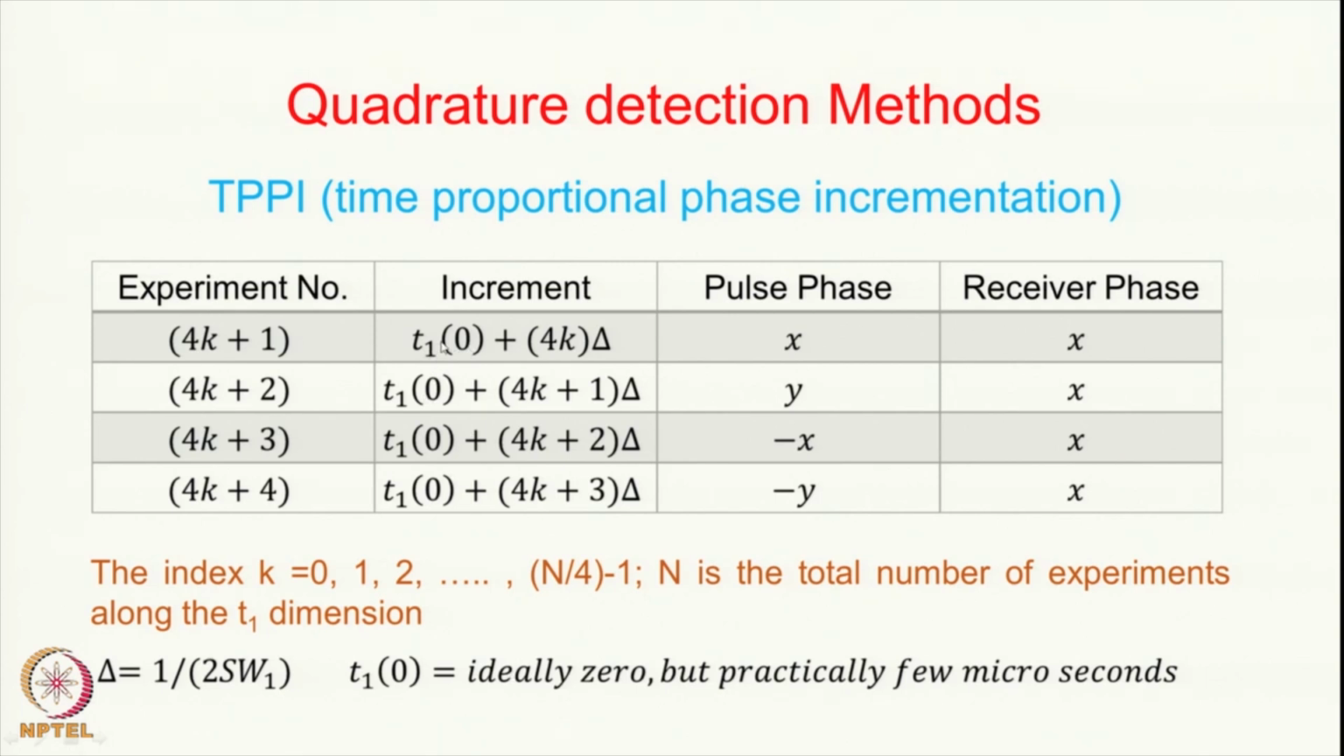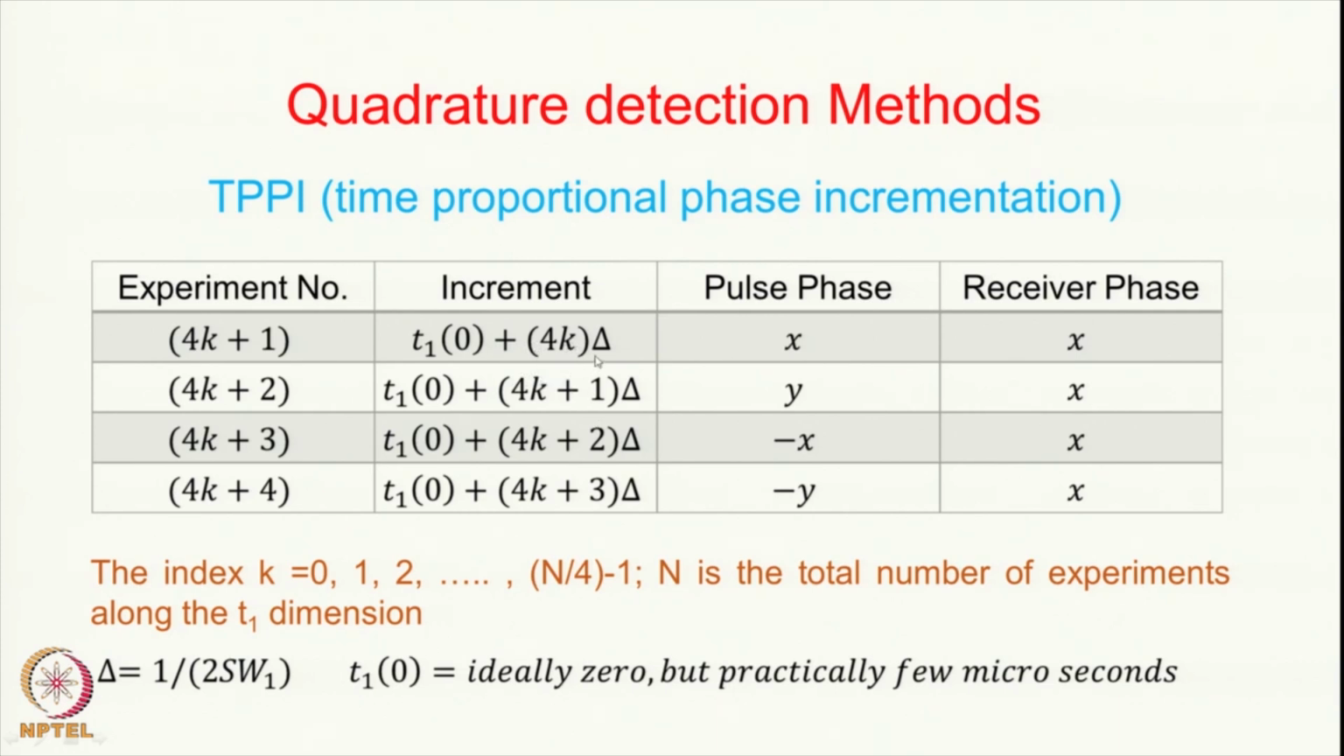So, ideally this T1 0 is 0, okay. This T1 0 is typically 0. However, sometimes for practical considerations a small delay has to be given because of hardware considerations and things like that. Practically a few microseconds may be given there.